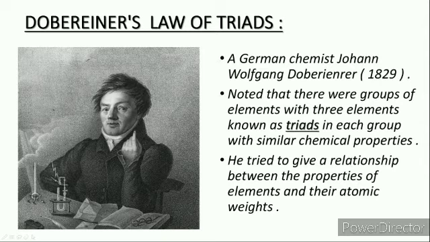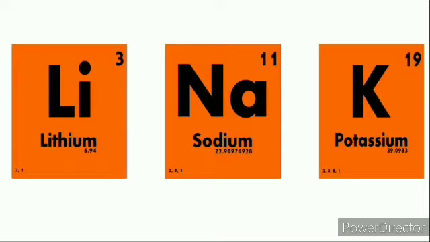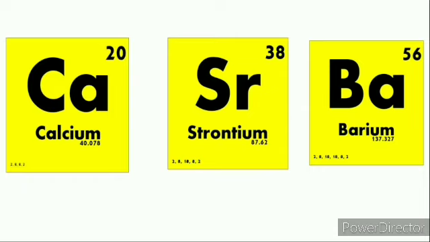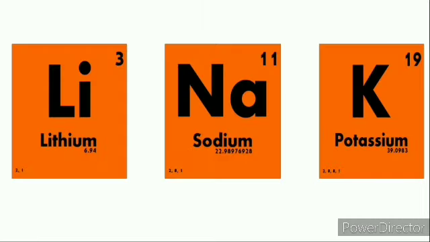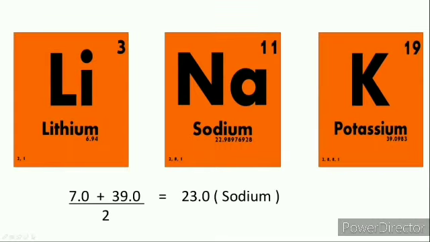Dobereiner stated that when elements with similar properties are taken three at a time and arranged in the ascending order of their atomic weights, the atomic weight of the middle element is the average of the atomic weights of the first and third elements. This statement is called Dobereiner's law of triads. In the first row, you will find that the atomic weight of sodium is equal to the average of the relative atomic weights of lithium and potassium.